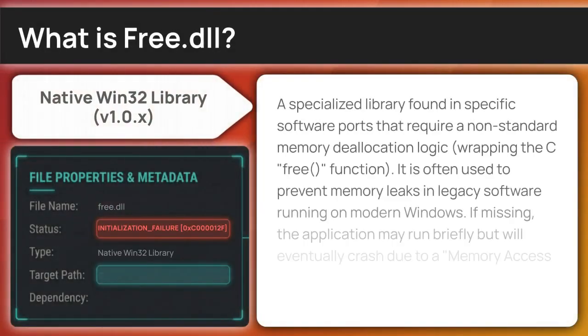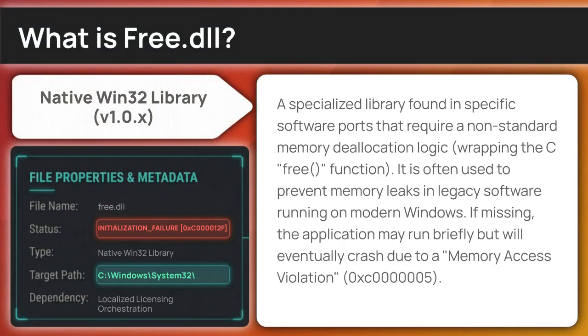This is the Free Library, a specialized library found in specific software ports that require non-standard memory deallocation logic, wrapping the C free function. It is often used to prevent memory leaks in legacy software running on modern Windows. If missing, the application may run briefly, but will eventually crash due to a memory access violation, 0x005. Let's get to work.